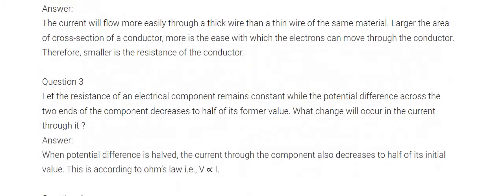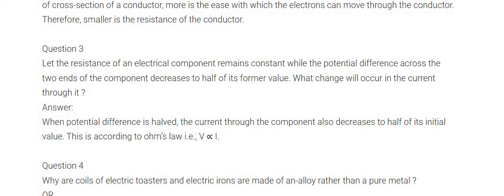The next question. Let the resistance of an electrical component remain constant while the potential difference across the two ends of the component decreases to half of its former value. What change will occur in the current through it? As we know, when the potential difference is halved, the current through the component is also decreased to half.